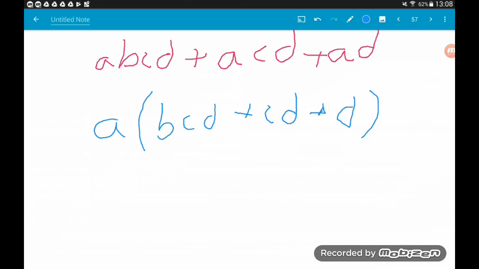Now inside of the bracket, do we have another common factor? Yes we do, we have a d. So we can take d out too. So we're going to have ad times (bc plus c plus 1), like that. There are no more common factors inside the bracket. Our mission is complete.